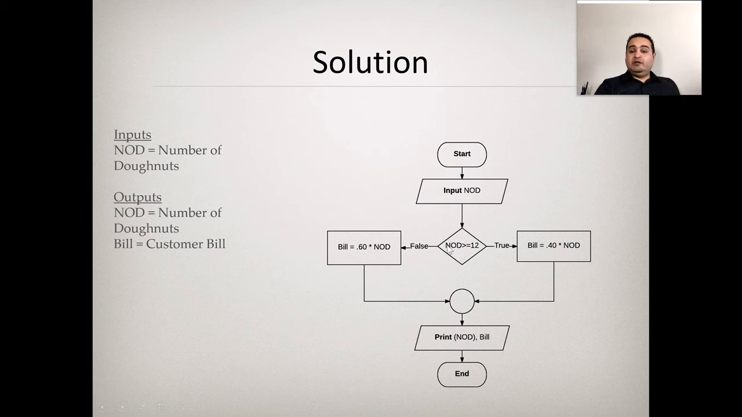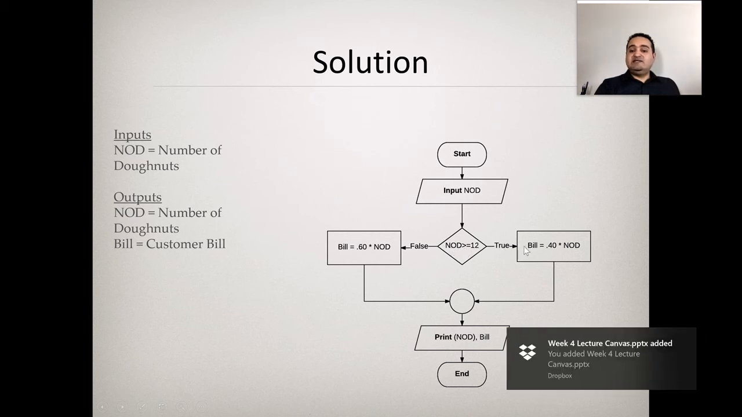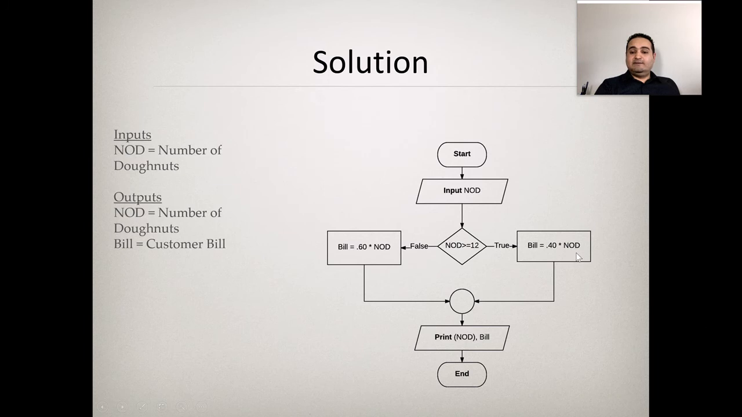We always read the diamond or the decision shape as a question. So is the number of donuts greater or equal to 12? If it is yes, then we say the bill equals 40 cents times the number of donuts. If it is not greater or equal to 12, then the bill will be 60 cents times the number of donuts, and then we will be able to print the bill and the number of donuts.